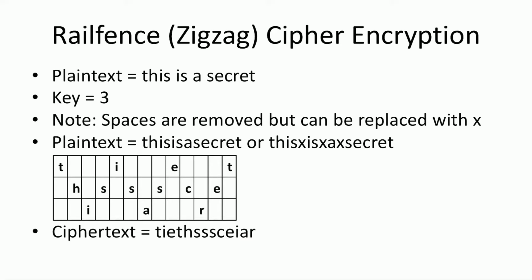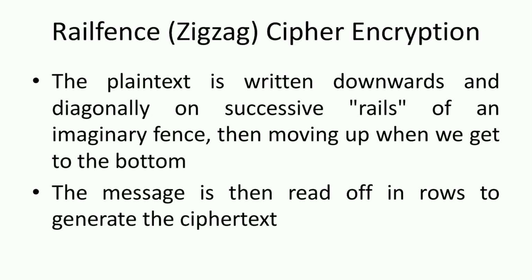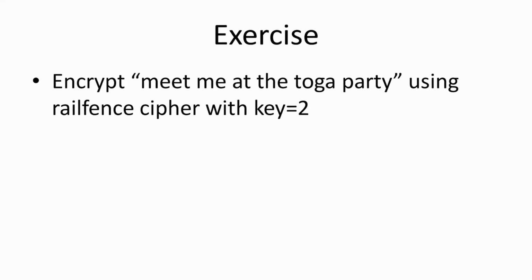How is it generated? We will first read the letters in the first row, which is T-I-E-T. Then we will read the letters in the second row, which are H, S, S, S, C, E, and then the letters in the third row, which are I, A, R. So again, to summarize the encryption process, the plain text is written downwards and diagonally on successive rails of this imaginary railfence, and then moving up when we get to the bottom of the grid. The message is then read off row by row to generate the ciphertext. Okay, so pause here and complete this exercise.